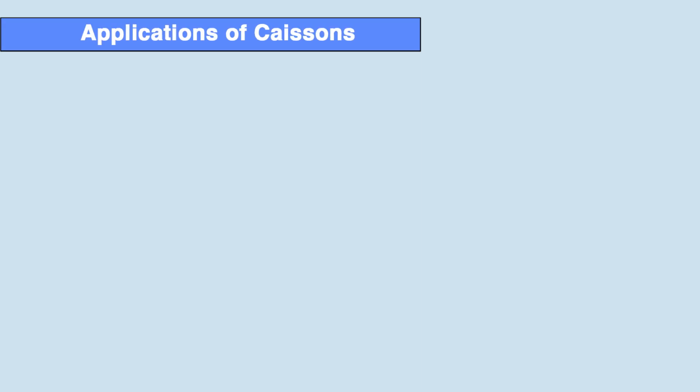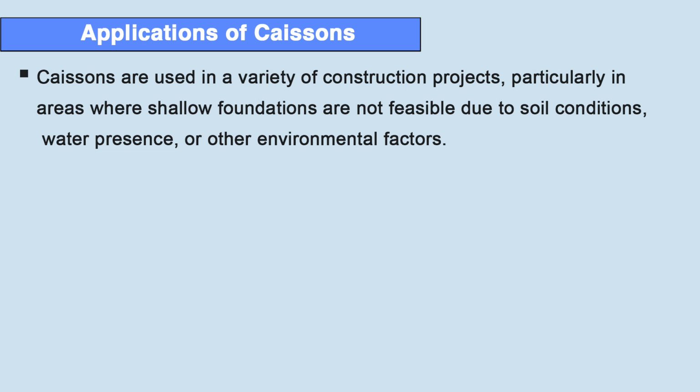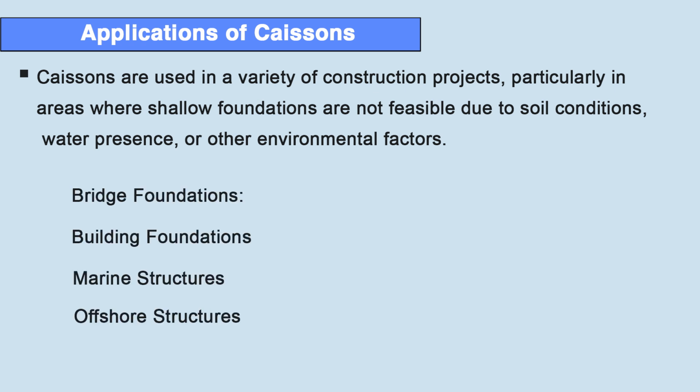Then what are the various applications of caissons? Caissons are used in a variety of construction projects, particularly in areas where shallow foundations are not feasible due to soil conditions, water presence or other environmental factors. The main applications include: first, bridge foundations. Caissons are commonly used to support piers in river beds or other water bodies where deep foundations are required. Second is building foundation. In areas with poor soil conditions, caissons provide the necessary stability for large structures.